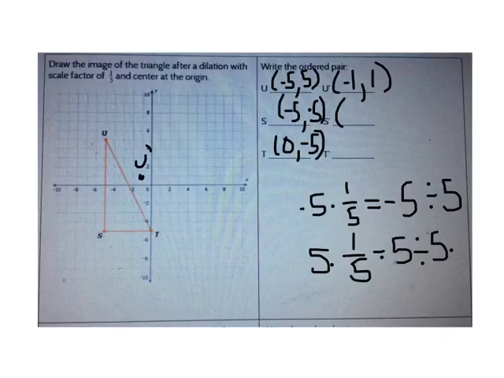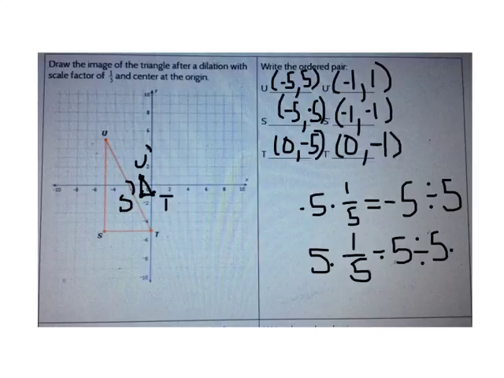What would be the new ordered pair for S prime? Well, negative 5 times 1/5 is negative 1, and negative 5 times 1/5 is negative 1. So it would be at negative 1, negative 1. What would be the new ordered pair for T? Remember to multiply each coordinate by the scale factor. Well, 0 times 1/5 is 0. Negative 5 times 1/5 is negative 1. So it would be at 0, negative 1. Then I could connect my points to make my dilated shape.